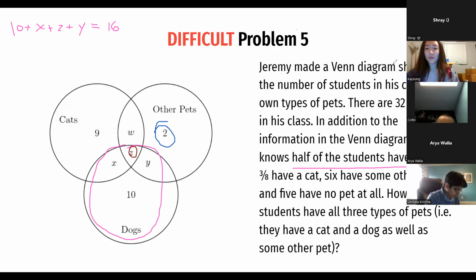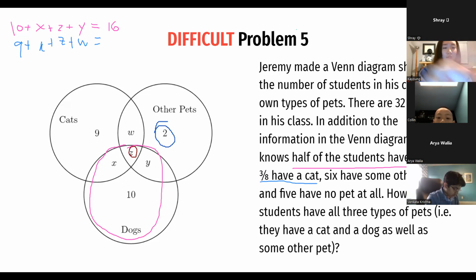Next piece of information. 3/8 have a cat. Okay, Jeremy knows quite a lot of information. So that'll be 9 plus x plus c plus w equals 3/8 of 32. What's 3/8 of 32? Quick math. Go, go, go. What is it? 12. Nice.